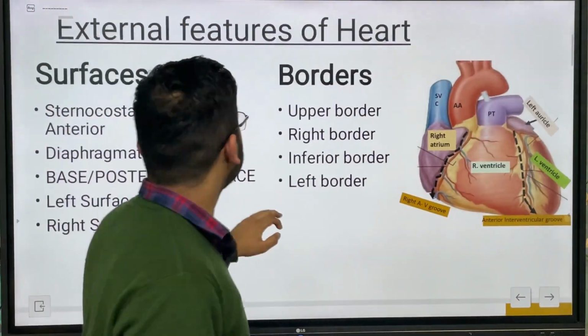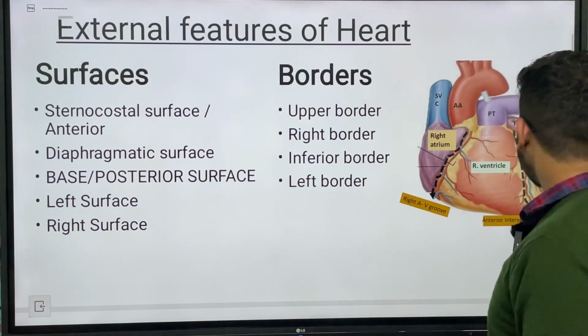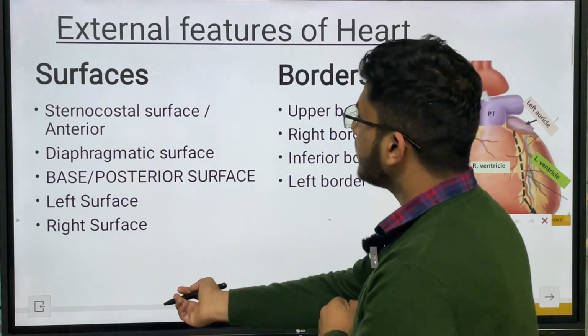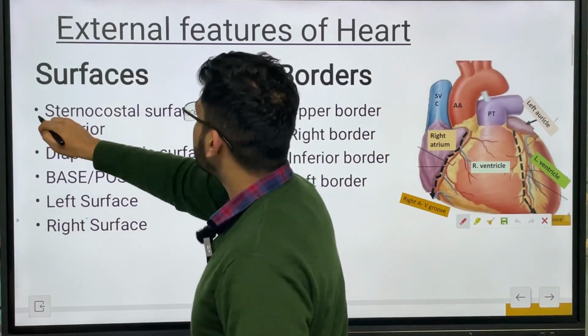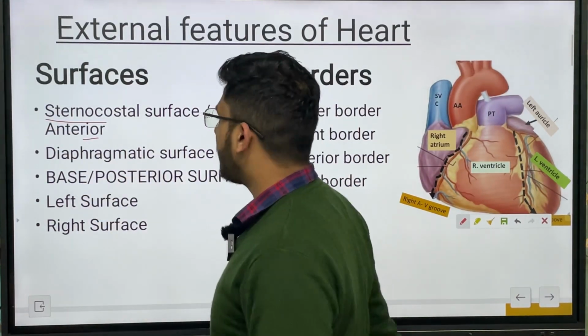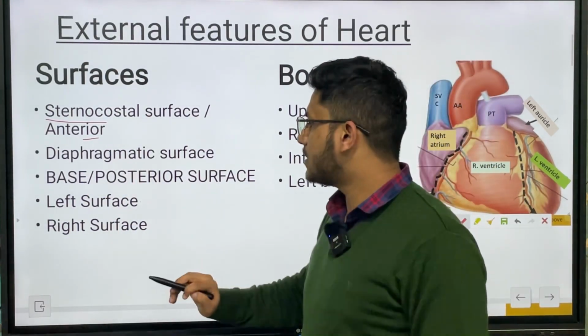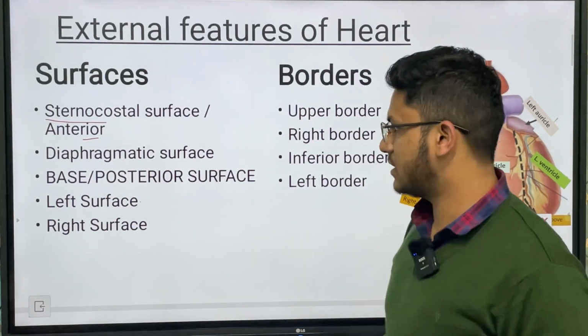In the external features of the heart, there are surfaces and borders. In surfaces, we can see one is the sternocostal surface, also known as the anterior surface. Next one is the diaphragmatic surface. The next one is the base or posterior surface. Next is the left, and the last one is the right surface.